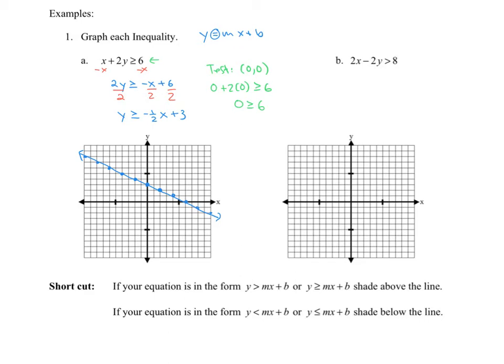Now you stop and ask yourself, is that true? Is 0 greater than or equal to 6? I would argue that is not true. 0 is not greater than or equal to 6. This is a false inequality, which means the point 0, 0 did not satisfy that inequality. And that means all the points below the line are not going to satisfy the inequality, and therefore I want to shade above the line. So I'm going to shade the whole region above the line.